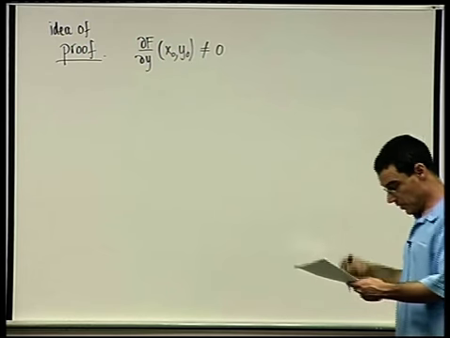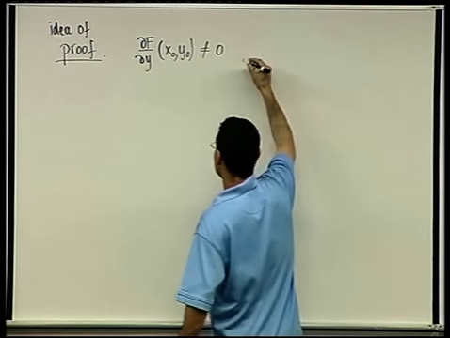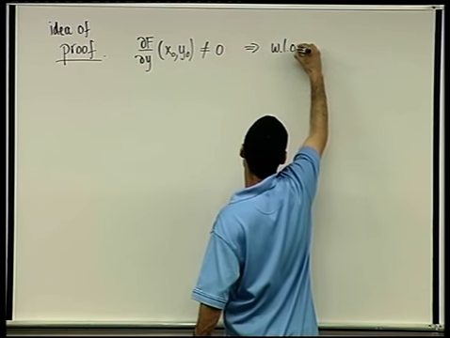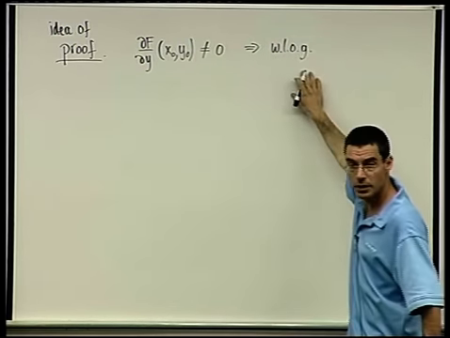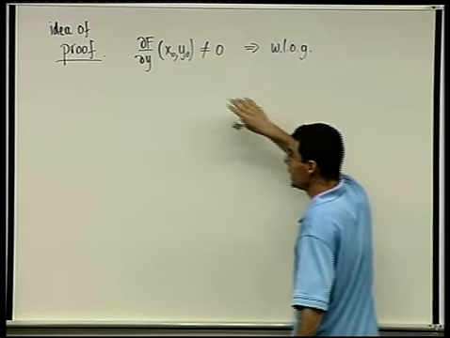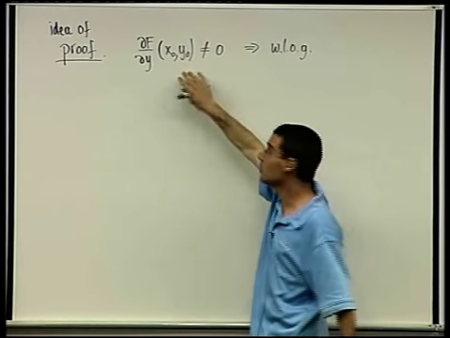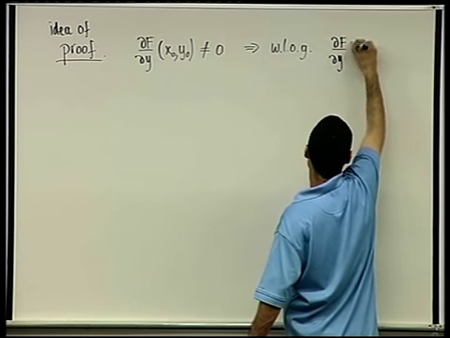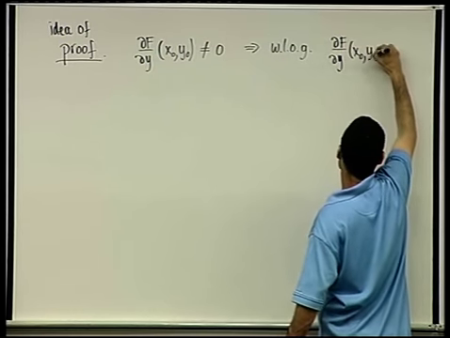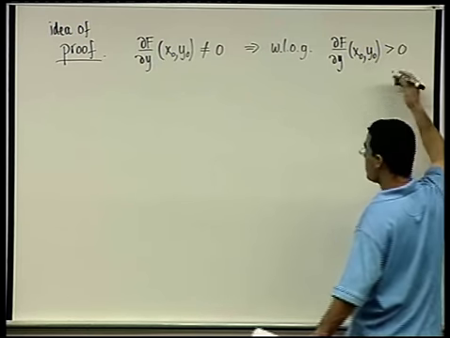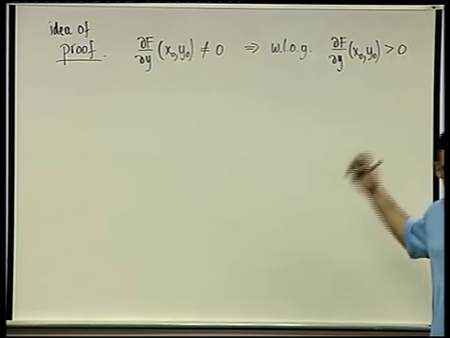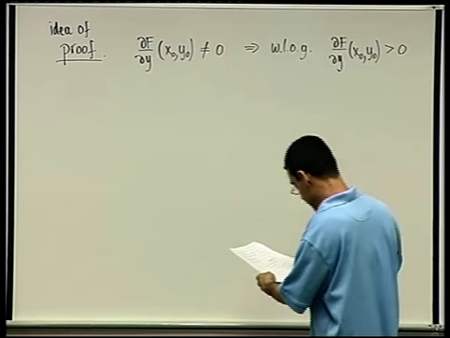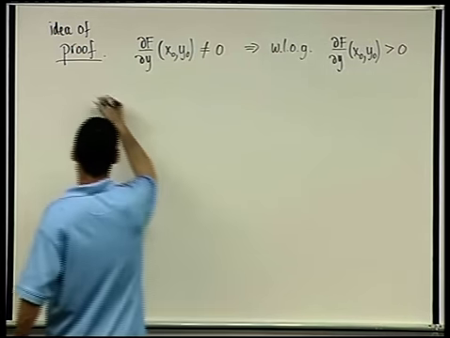Okay? So since this holds, we can assume without loss of generality, does everybody know this abbreviation? Without loss of generality, it's either positive or negative, right? So let's assume it's positive. df to dy at that point is positive. If it's negative, you run along the entire proof, the same arguments, just replace the sign.